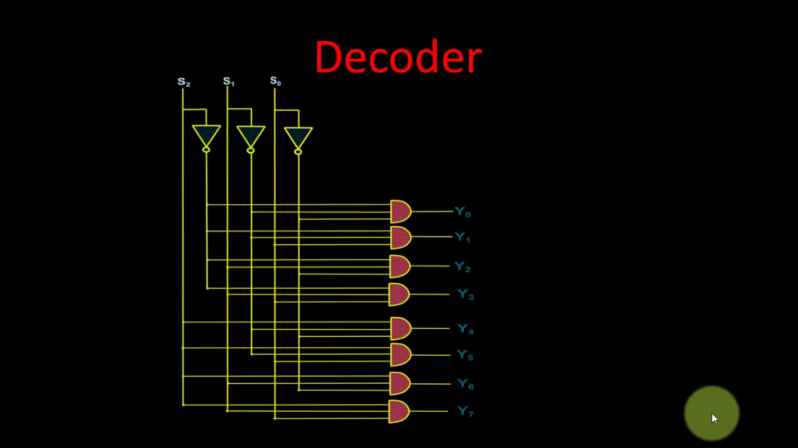Now let us see the working of the decoder. The decoder is the opposite of the encoder. Here we have a 3 to 8 decoder. So the input is 3 lines and the output is 8 lines. In the previous case, I forgot to mention, it was an 8 to 3 encoder.